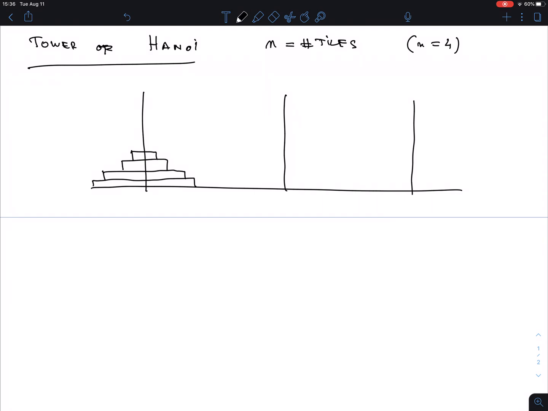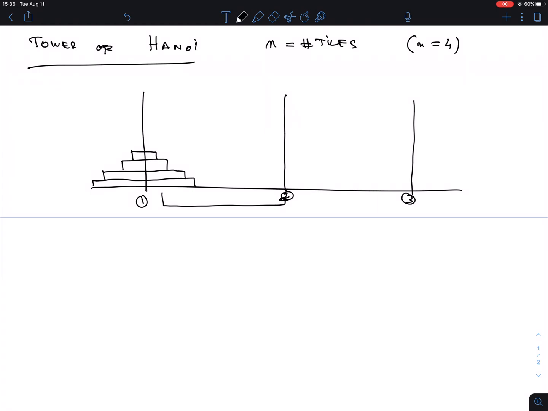Okay, and what did the monks have to do? They have a very simple thing. They have to just move this pile onto this peg. They have to go from peg 1 to peg 2. Let's call this 1, 2, and 3. Well, that would be easy, right?